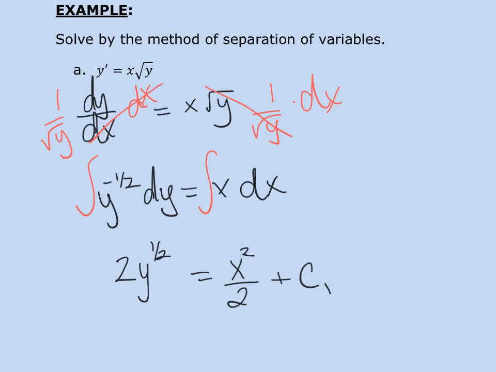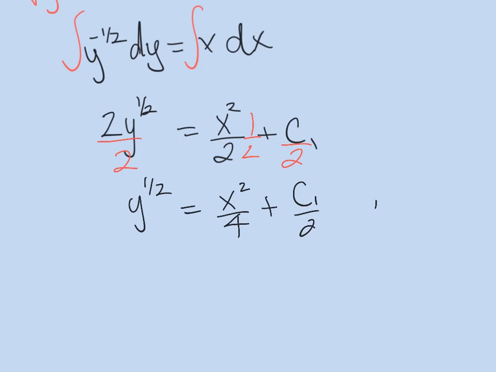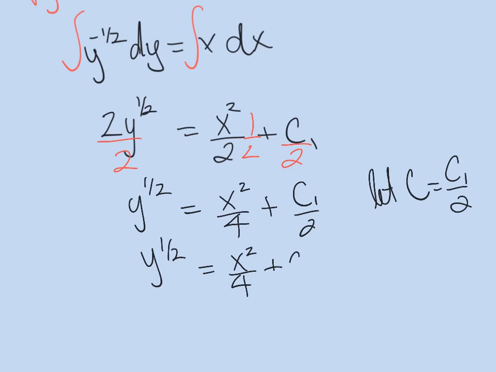Since we want to solve for y explicitly if we can, I'm going to go ahead and divide everything by 2. So I divide every term by 2, or in other words, multiply by 1/2. And I get y to the 1/2 is equal to x squared over 4 plus c sub 1 over 2. So if we let big C, which is just a constant, equal c sub 1 divided by 2, then we have y to the 1/2 is equal to x squared over 4 plus c.